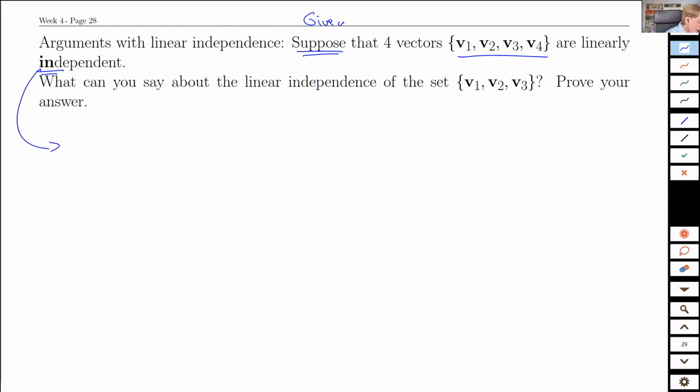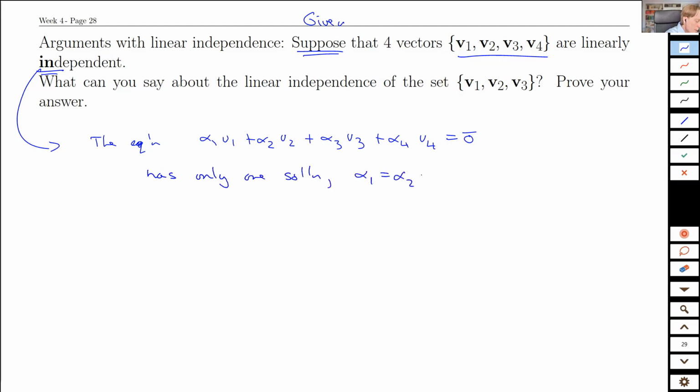That statement means that the equation alpha 1 v1 plus alpha 2 v2 plus alpha 3 v3 plus alpha 4 v4 equals 0, the 0 vector. That equation has only one solution, which is alpha 1 equals alpha 2 equals alpha 3 equals alpha 4 equals 0. So that's our correspondence between the words up here. Hey, a set's linearly independent.